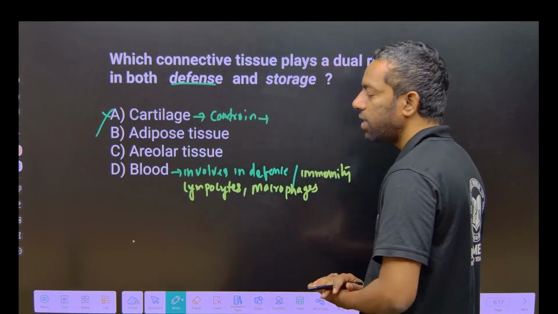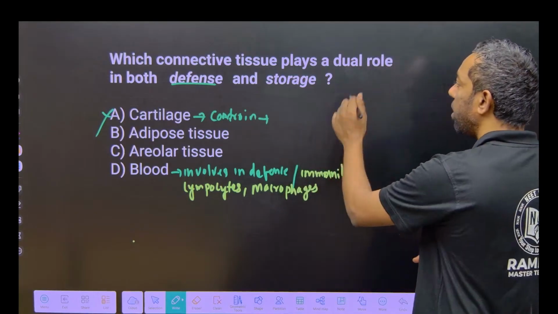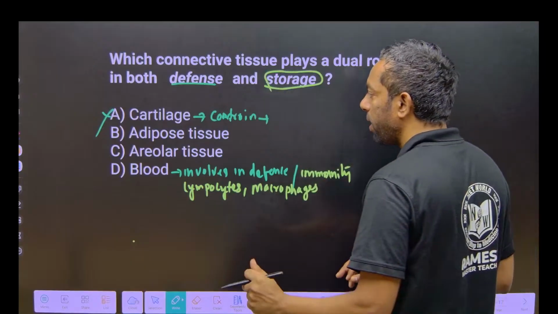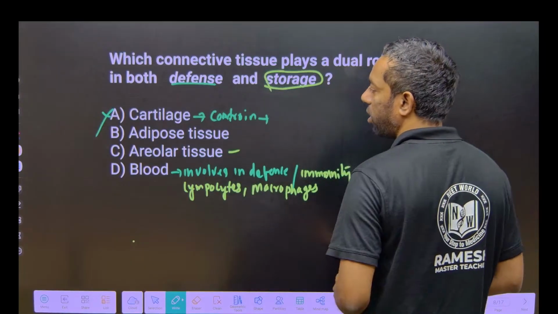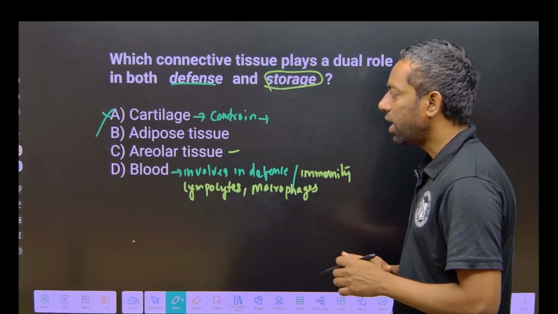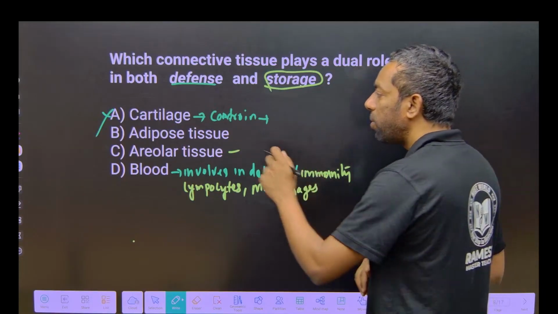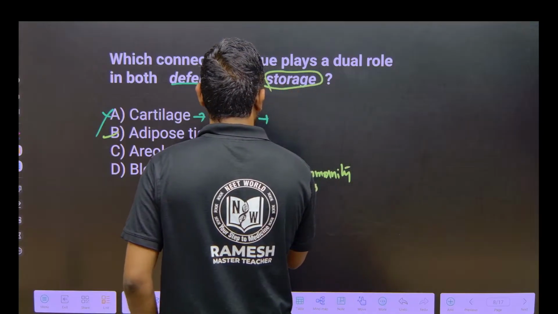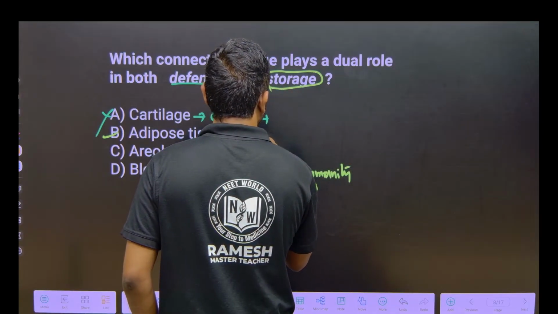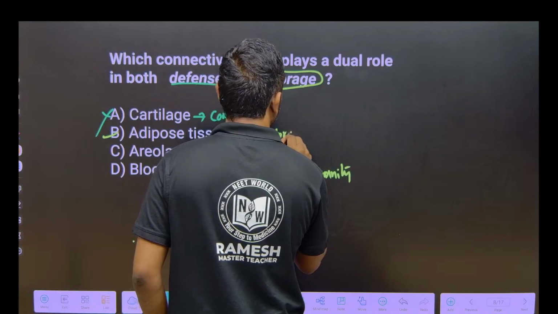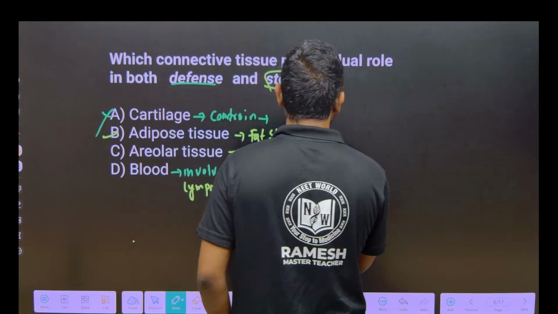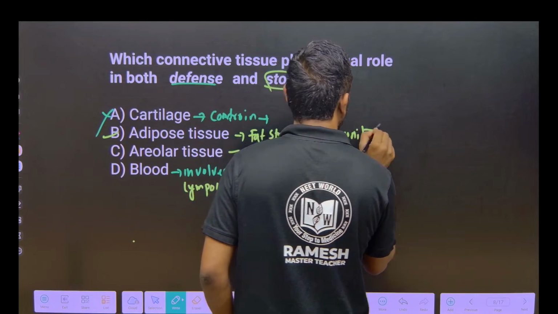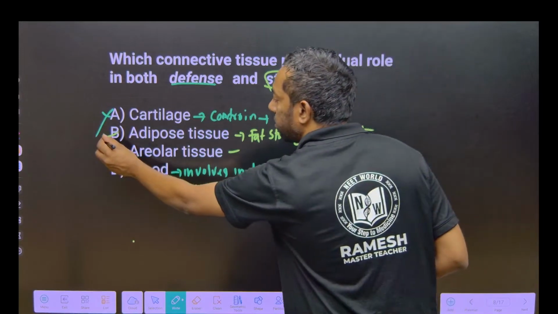Immunity. Blood is the defense, but storage also they can ask you. Areolar tissue is shock absorbing, so they cannot. The adipose tissue is the right answer here. They can do fat storage and immunity also. Okay, so the answer is B, guys.